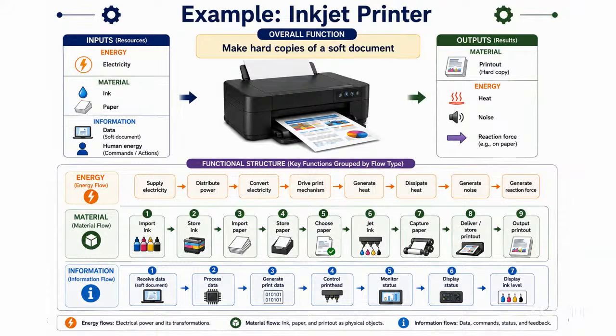So all this happens only based on the information received from the user. So you receive the data, that is soft document, you process the data, you generate the print data, then while doing it, there is a control signal given. For example, if it's a color printout, you're going to control the RGB values, then you're going to monitor what is the status. It says currently it's printing, then finally the print is complete means it will display that as well. And it also indicates what is the level of ink available in the toner. So these are the information flows. You have three categories: the energy flow on the first line, then you have material flow and the information flow.